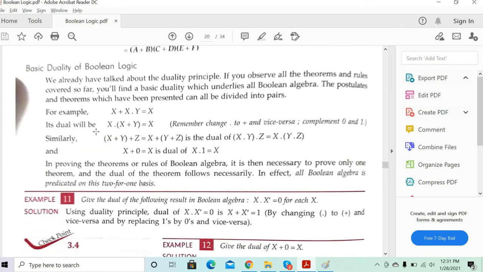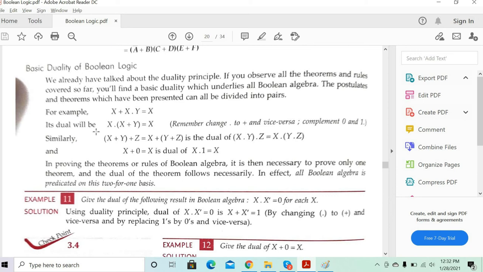Now, what is called duality? We already talked about the duality principle. So we'll find the duality in the case of Boolean algebra. How does it work? Let's try to understand. Now x plus x dot y is equal to x. Just write on this part. X plus x dot y is equal to x.